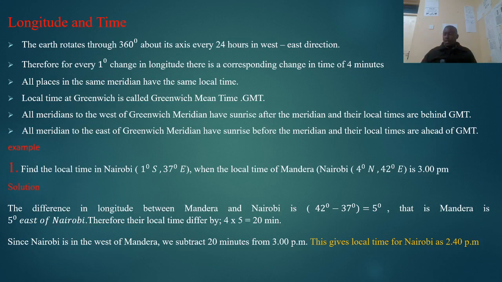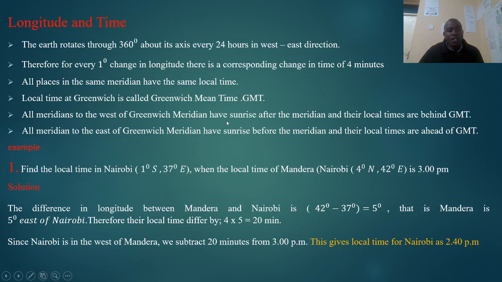So that is the 15 degrees along that latitude. All places on the same meridian, remember what we mean by the meridian, have the same local time. All locations to the west of the Greenwich Meridian have the same local time, and towards the east they also have the same local time. The local time at the Greenwich Meridian is called Greenwich Mean Time, GMT. That's the reference point.